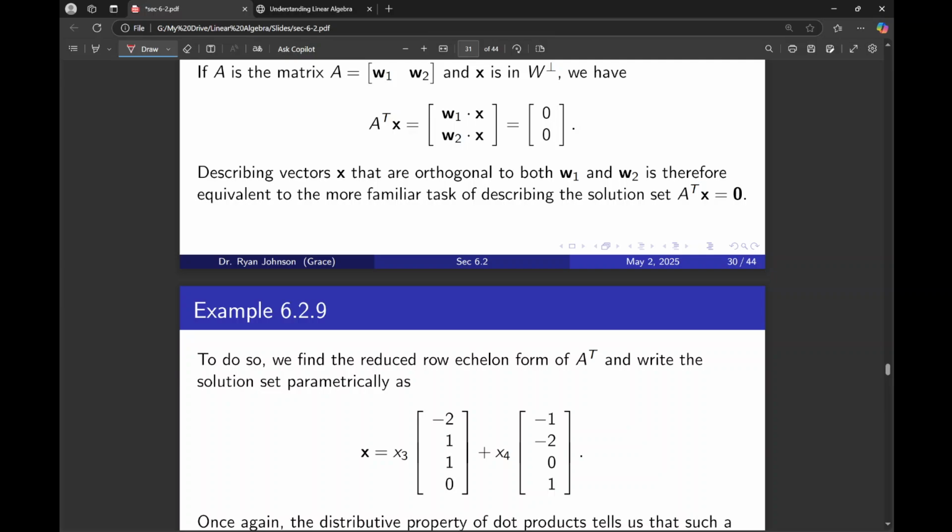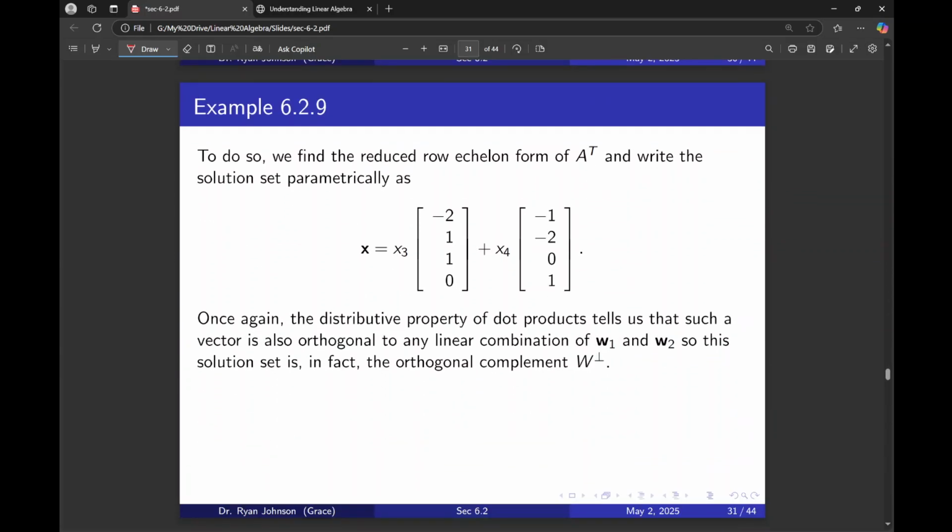Okay? The power of linear algebra is when I can take a new problem and turn it into an old problem. Right? And the theme of this class is all the things you can solve using reduced echelon form. So to do so, find the reduced echelon form of A transpose, and basically we're going to cut to the chase, so you use a computer to do that. Then you use your free variable numbers, and you get these vectors, and such a vector X is going to be orthogonal to W1 and W2. Okay?